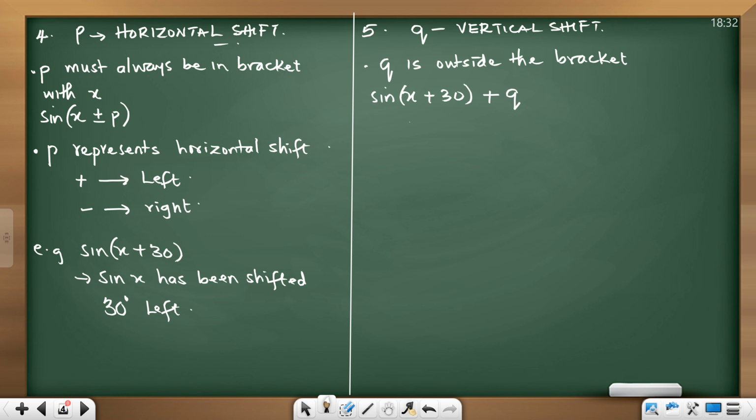So if it's outside, it means it's going up or going where? Down. And what do we know? Upward should be what? Positive. Downward should be what? Negative, and Q shows the vertical what? Shift.